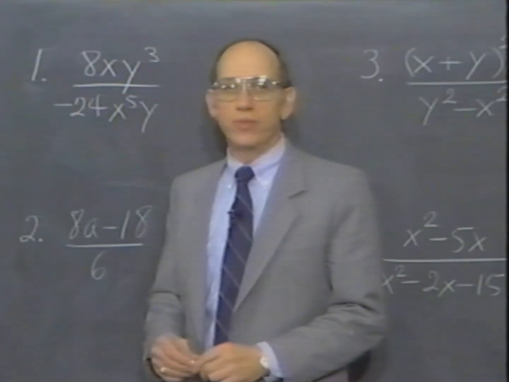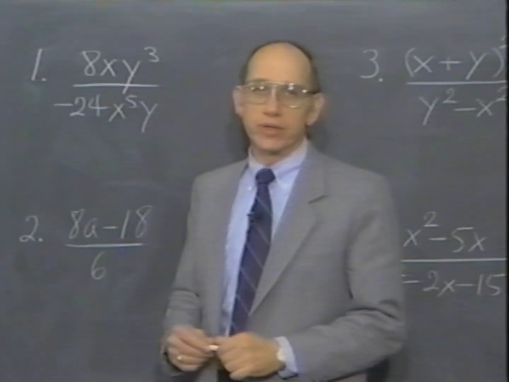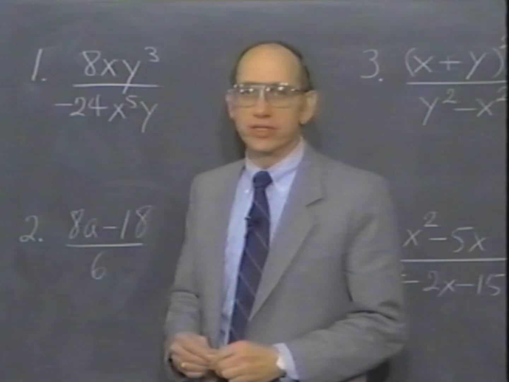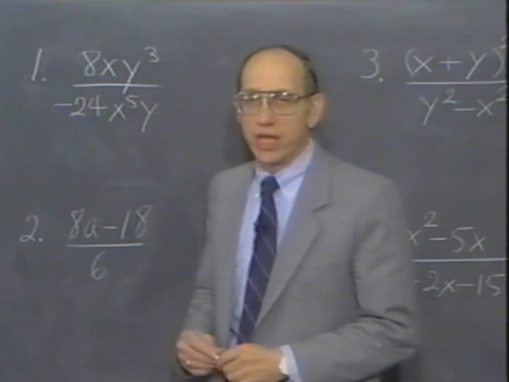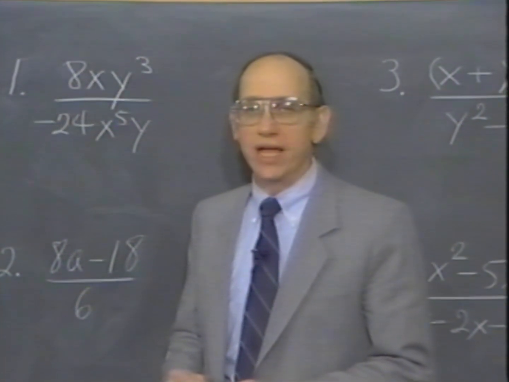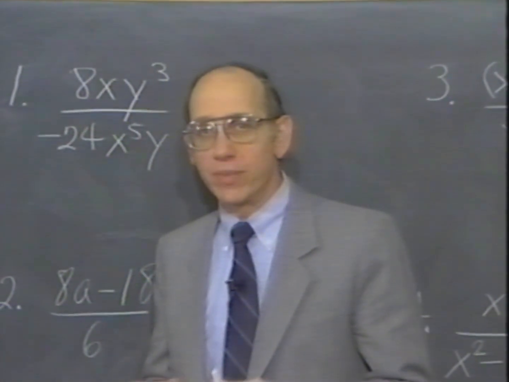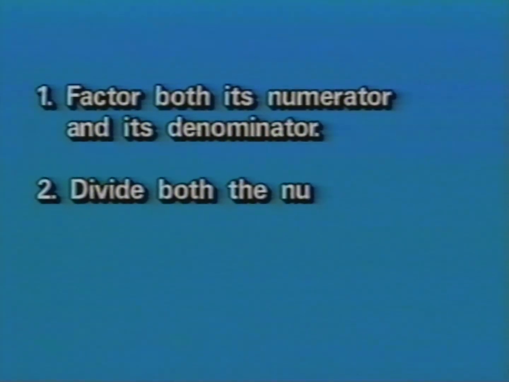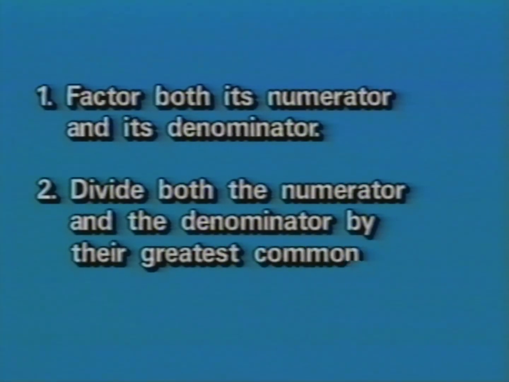In this section, we're going to work with algebraic fractions. The first thing we're going to do is reduce algebraic fractions to lowest terms. And of course, we reduce algebraic fractions the same way we reduce numerical fractions. That is, we can cancel out, that is, divide out, common factors in numerator and denominator. More formally, factor both its numerator and its denominator. Divide both the numerator and the denominator by their greatest common factor.